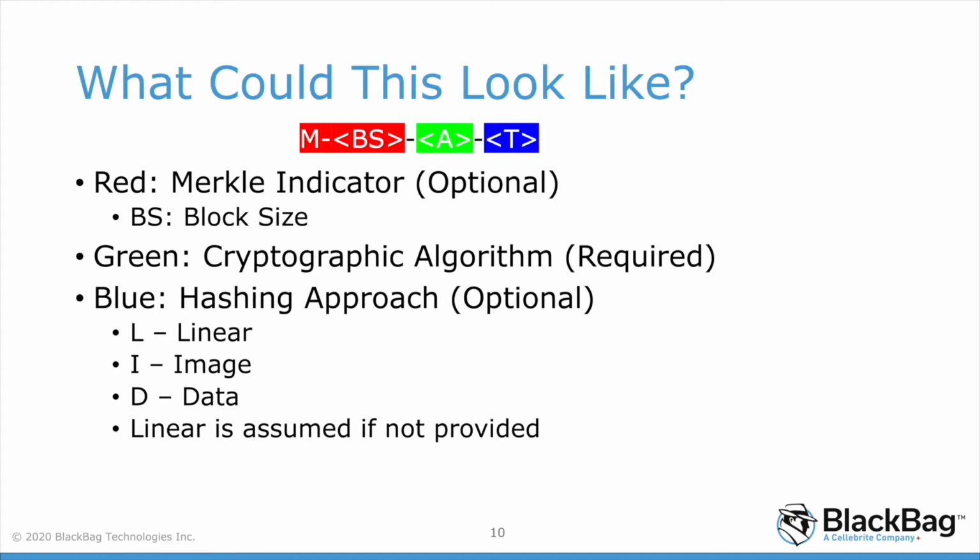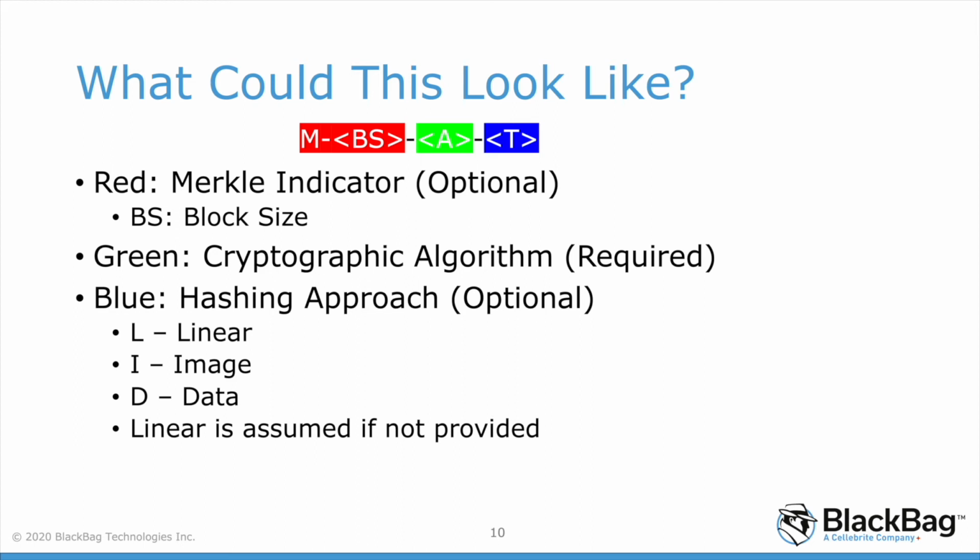So what could this look like? Basically, rather than just showing an algorithm and a hash, we would show some sort of indicator. Some of these parts here are going to be optional, and some of them will not. In the red here, and I apologize for those of you who may be colorblind, but on the farthest left block, we have our Merkle indicator, and this would only actually be shown in a tool if you used a Merkle tree implementation for hashing.